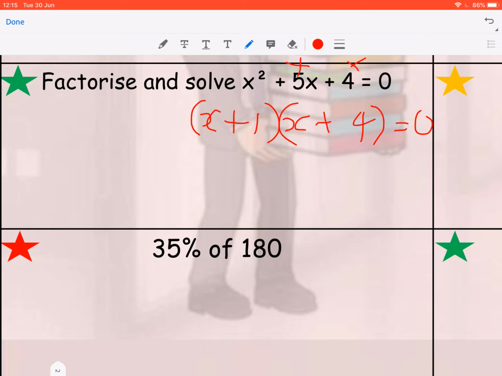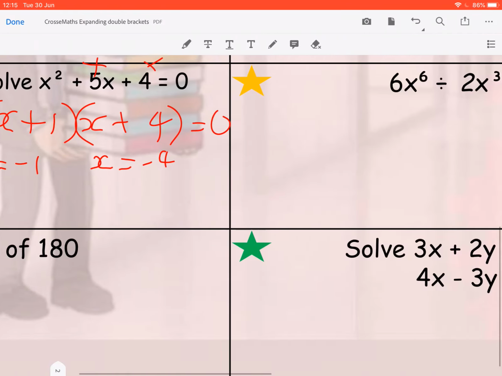If x plus 1 and x plus 4 go inside the brackets and they multiply to make 0, you could have 2 different values for x if you solved it. You could either have the left-hand bracket cancelling out to make 0, which would mean x would have to be minus 1, or the right-hand bracket would cancel out to make 0, so x would have to be minus 4. One of the brackets has to cancel out to make 0 if your answer is 0.